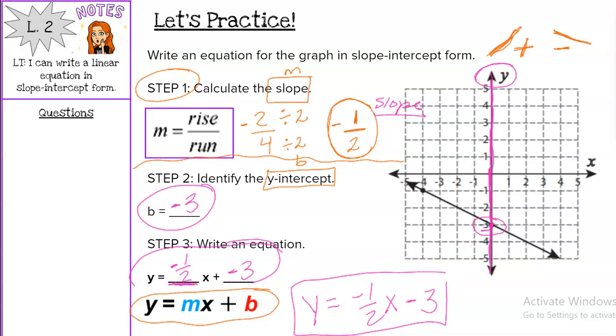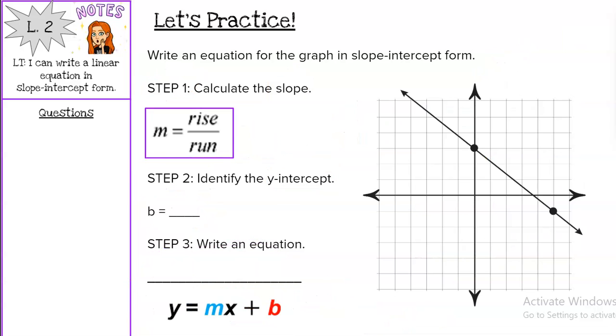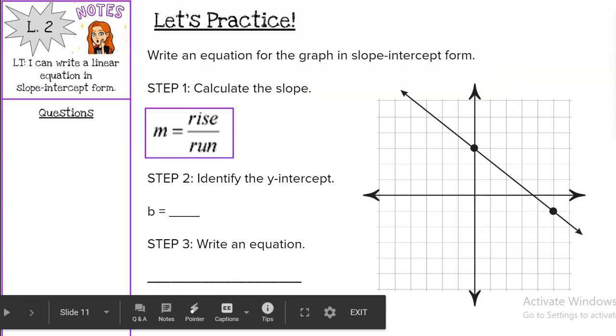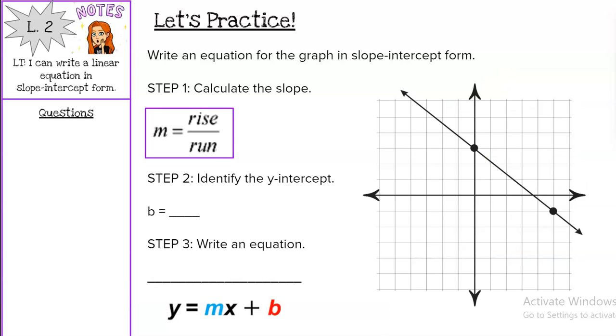All right, let's do one more example. Write an equation for the graph in slope-intercept form. Sometimes we get graphs with numbers, like we have here, with numbers on the x and y axis. And sometimes we have graphs without numbers, and so we have to know how to operate with both. But our steps are still the same.